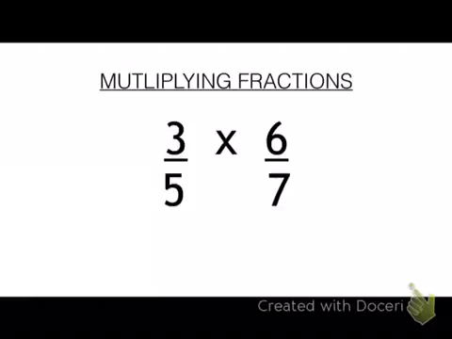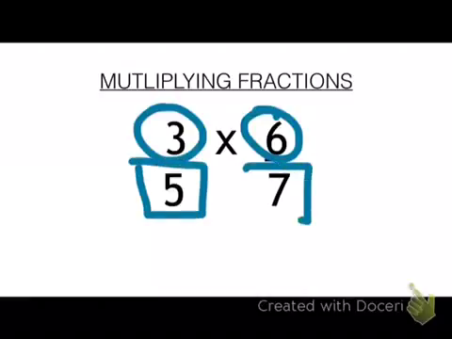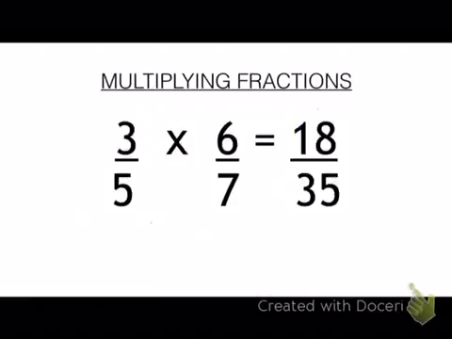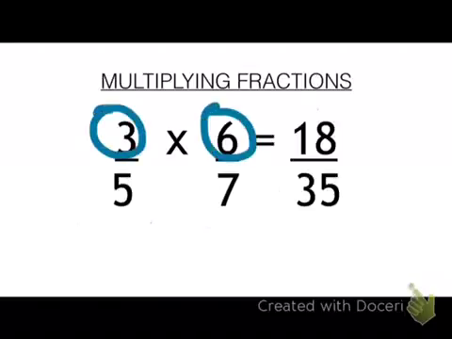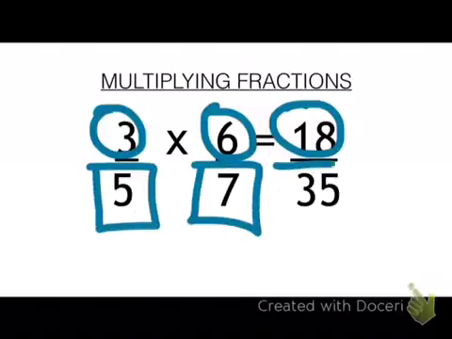First, we are going to look at multiplying 3 over 5 times 6 over 7. Step 1. We multiply the numerators, which will be 3 times 6. Step 2, we multiply the denominators, which will be 5 times 7. So 3 times 6 will equal 18, and 5 times 7 will equal 35. So your answer will be 18 over 35.